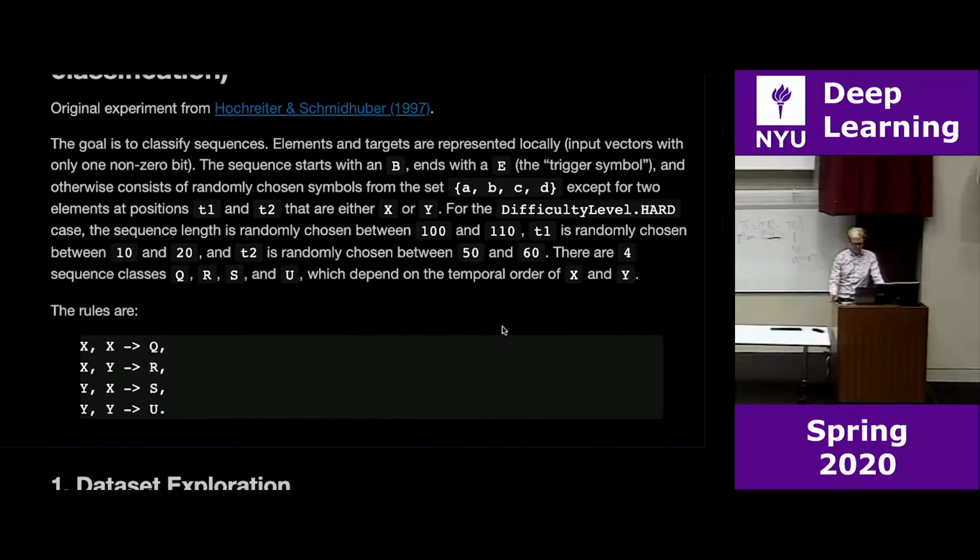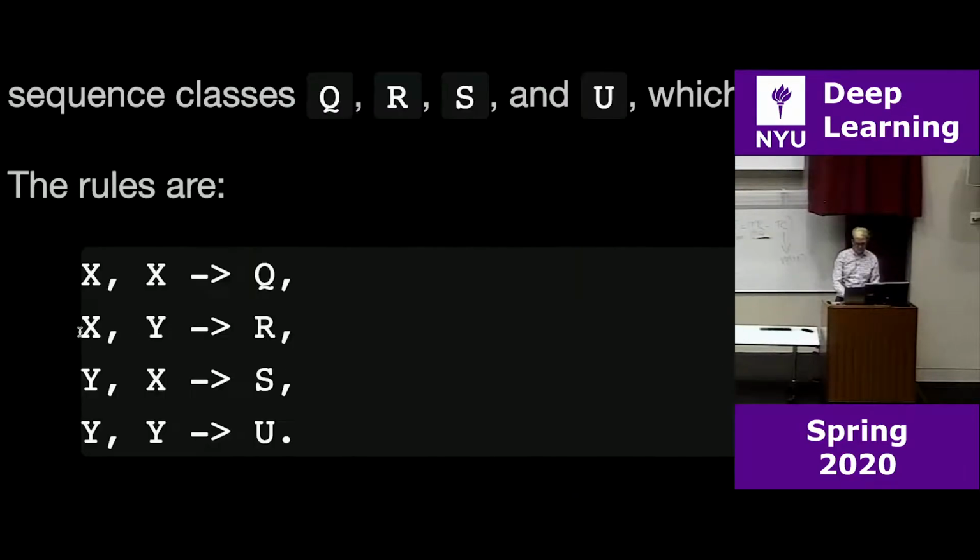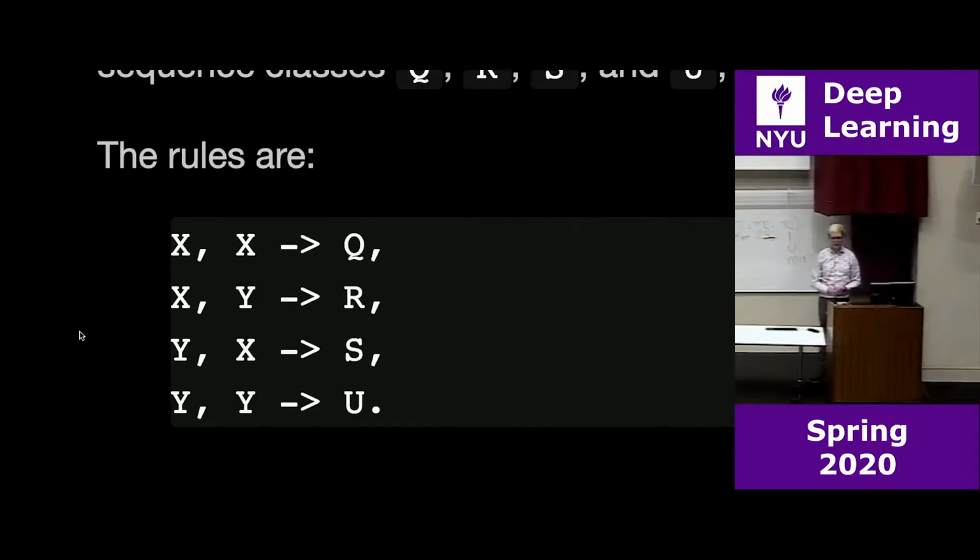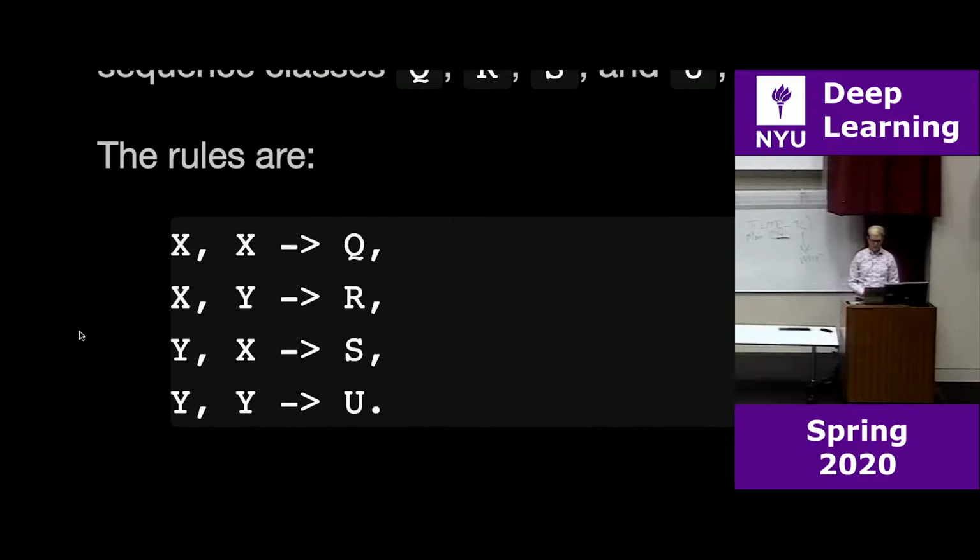For the hard difficulty level, for example, the sequence length is chosen randomly between 100 and 110. T1 is randomly chosen between 10 and 20. T2 is randomly chosen between 50 and 60. There are four sequence classes, Q, R, S, and U, which depend on the temporal order of X and Y. So if you have XX, you get a Q. X and Y, you get an R. Y and X, you get an S, and YY, you get a U.